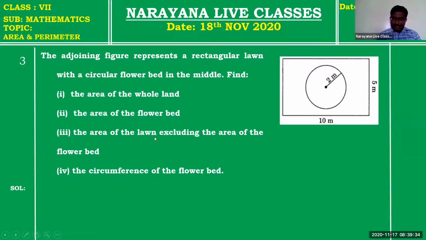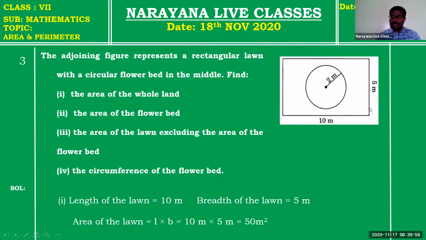The area of the lawn excluding the area of the flower bed, that is the area of the lawn by removing the area of the circle, that is area of a rectangle minus area of a circle. Next, the circumference of the flower bed, that is the circumference of a circle, we need to find. The first question: the length of the lawn is 10 and the breadth of the lawn is 5 meter. So the area of the lawn is what, ma'am? Length into breadth, that is 10 into 5, 50 meter square is the area of the whole lawn.